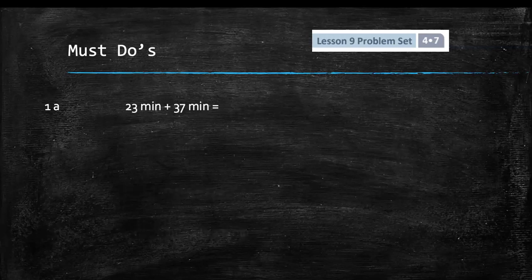Phew, that was a lot of hard work. Let's go ahead and go over it. 1A, 23 minutes plus 37 minutes. All right. Again, folks, we are not in the business of making sure we just do mental math. We want to make sure we write our problem and show our work, even virtually.